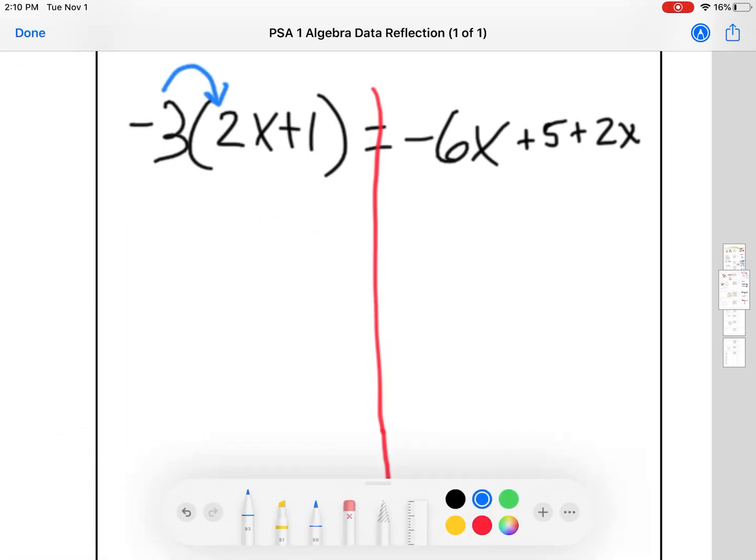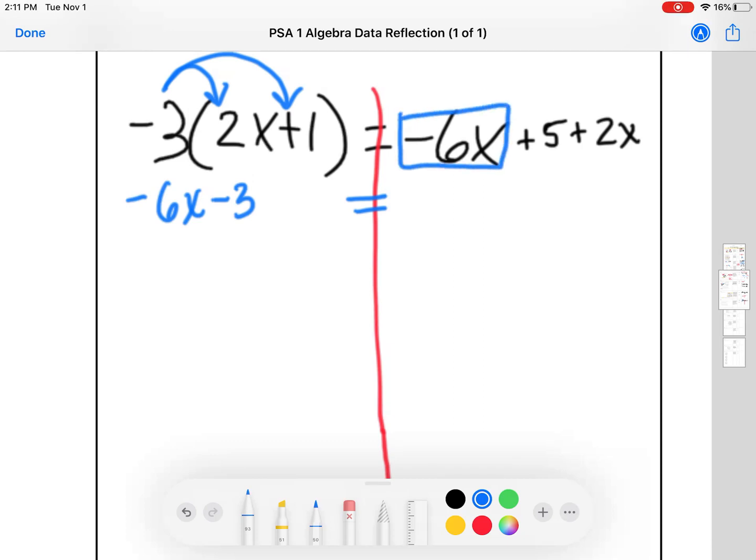So the first step is I have to get rid of parentheses by distributing. -3 times 2 is -6 with an x. -3 times 1 is -3. Then on the right side, I have what's called like terms. -6x's and 2x's makes -4x's. -6 plus 2 is -4. And then I just bring down the plus 5.